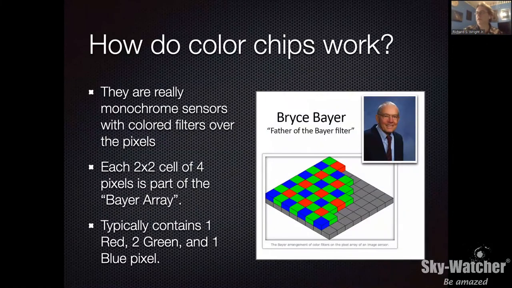So how do color chips really work? Like I said, inherently speaking, color chips don't get as much light onto the sensor as a mono. And this is why it's actually a mono sensor underneath, and it's got this little array of filters. Now there's a couple of other new designs. None of them have really caught on.